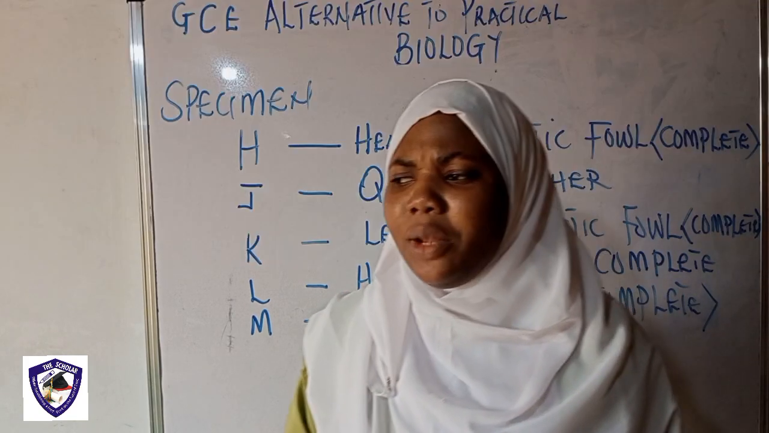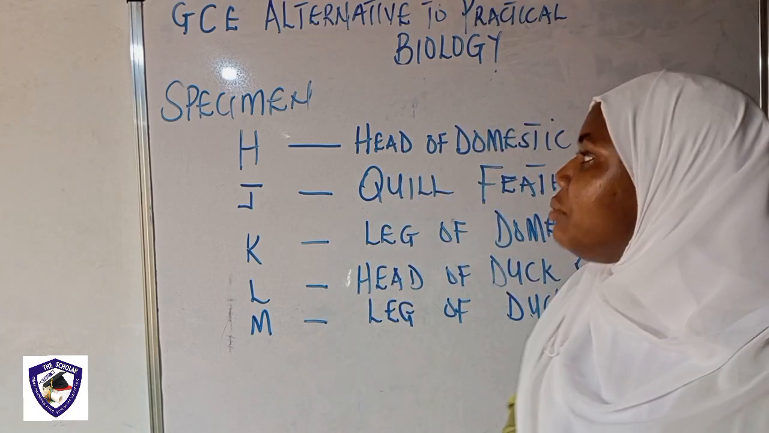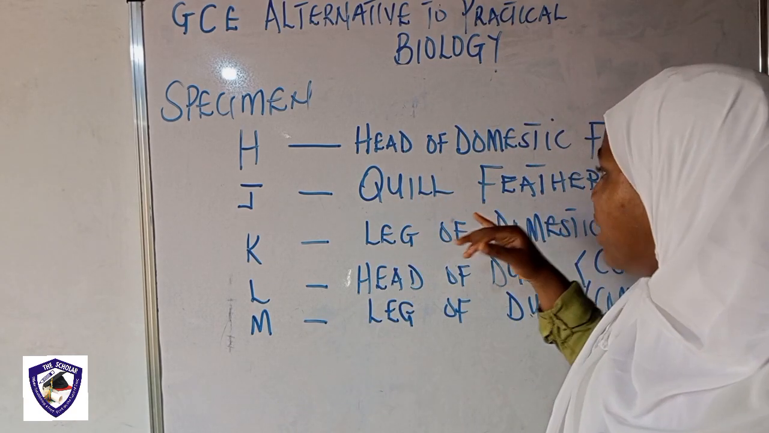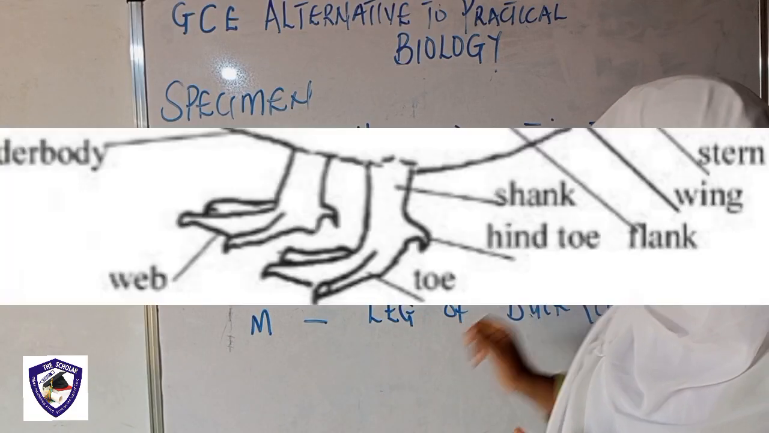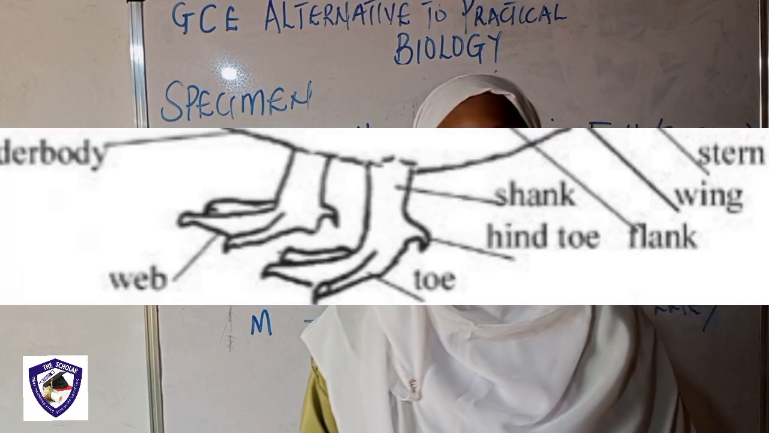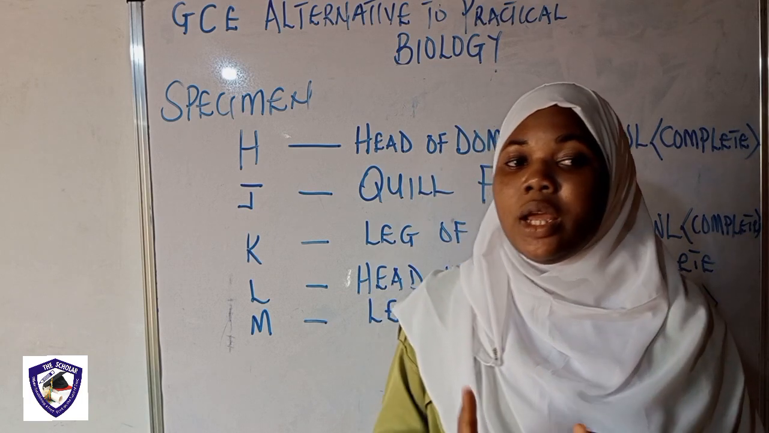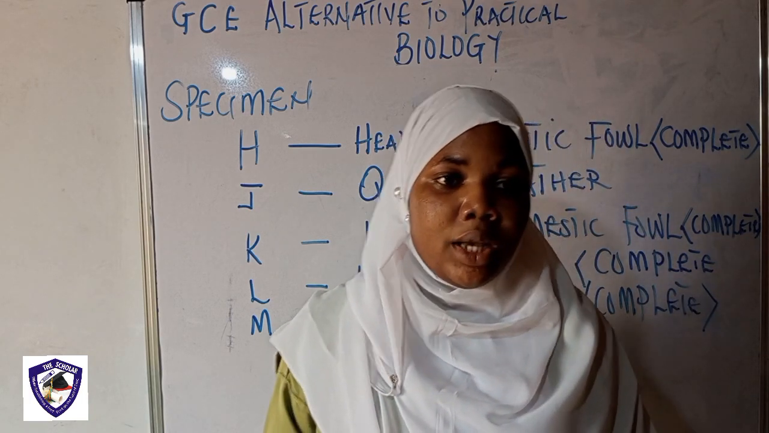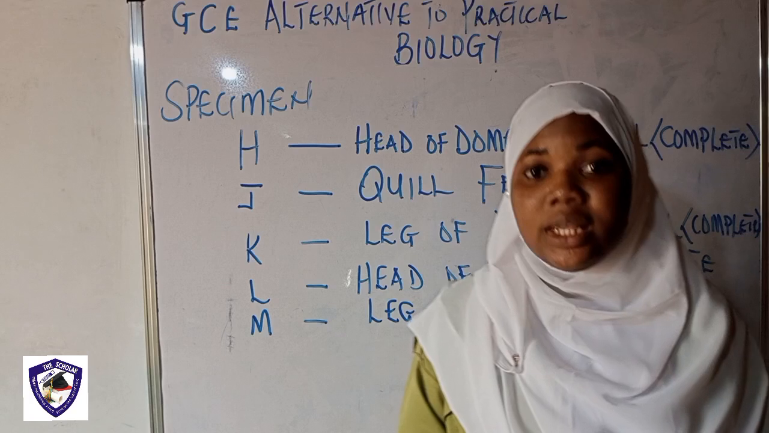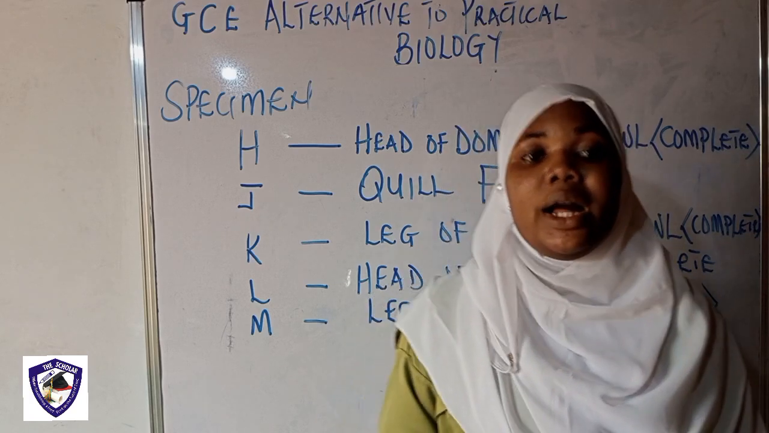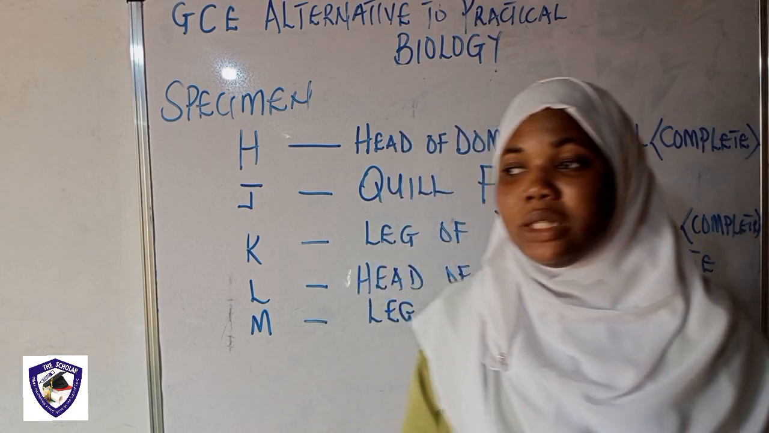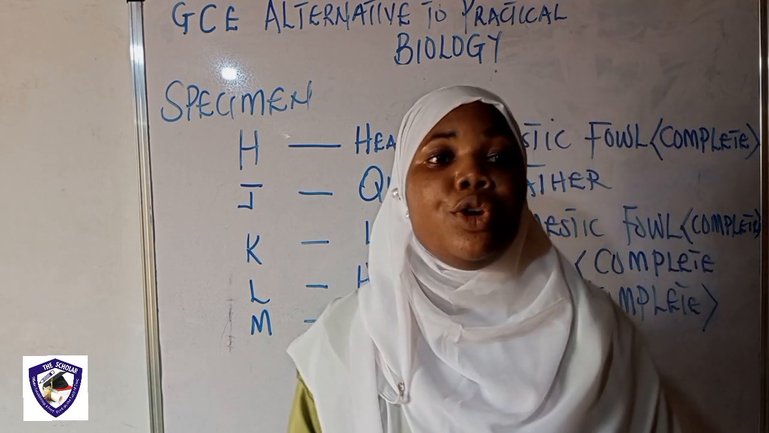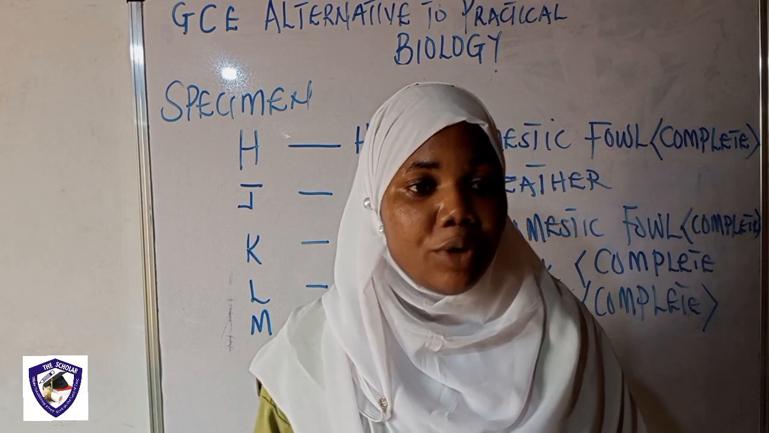Now, you might be asked, what are the similarities between specimen K, which is the leg of the domestic fowl, and specimen M, which is the leg of the duck? One similarity between both of them is they are both birds. Another one is they both have feathers, they both have a backbone, and they are both warm-blooded animals. So both specimens also belong to the same kingdom and phylum.